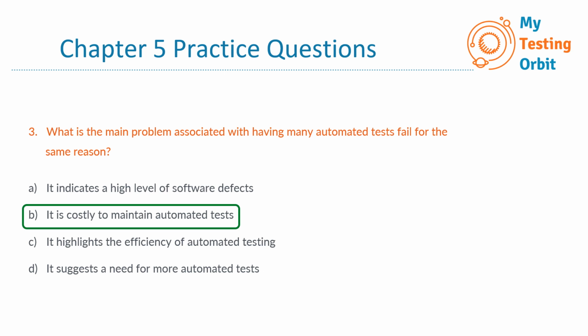Then option C, it highlights the efficiency of automated testing. This option is also incorrect because having many automated tests fail for the same reason is not an indicator of the efficiency of automated testing. In fact, it may indicate inefficiency if the same issues keep causing failures.